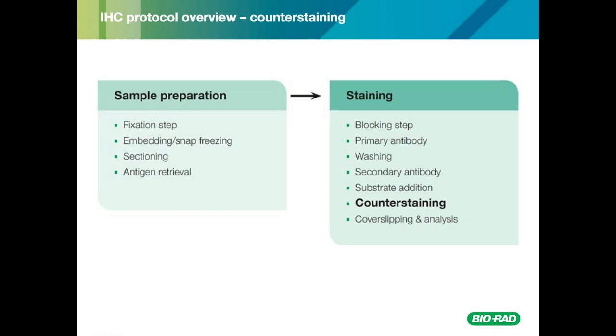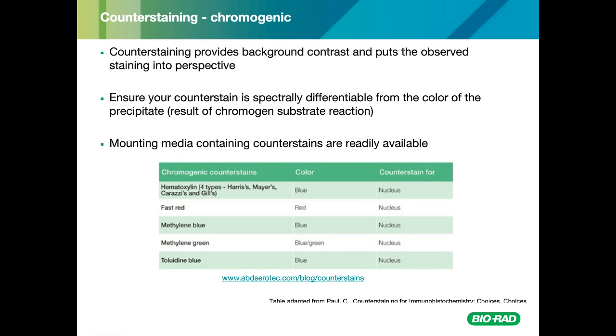Counterstaining provides background contrast and puts the observed staining into perspective, such as defining the plasma membrane and the nucleus. When selecting the optimal counterstain, ensure your counterstain is spectrally differentiable from the color of the precipitate, which is, as mentioned before, the result of the chromogen and substrate reaction. For ease of use, many reagent companies provide mounting media containing counterstains. For more information about the most popular chromogenic nuclear counterstains, please go to our blog article on counterstains.